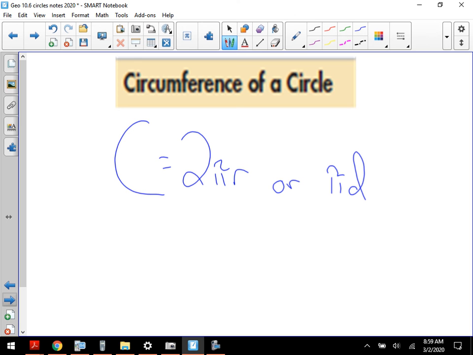Again, when you're dealing with circumference, this is where things can get a little weird. So we're going to do one other part of this here. Circumference is the distance around a circle. Okay, this is the perimeter part.